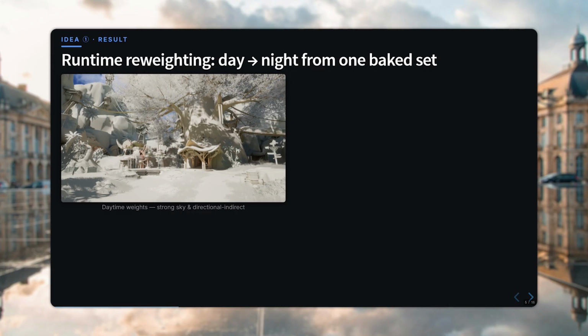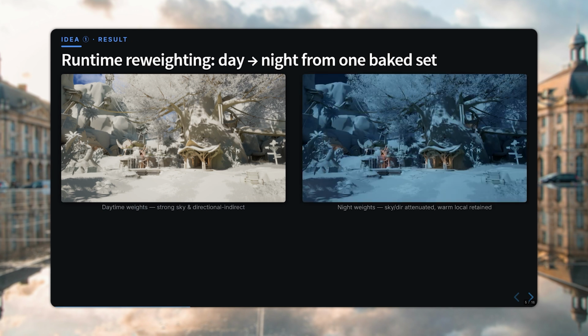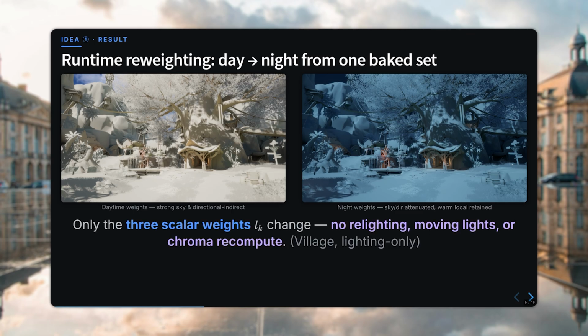So here's what that reweighting actually buys us on the village production scene, and this is lighting only. On the left, we have the daytime weights with a strong sky and strong directional indirect, and on the right, we have the night weights. Now the sky and directional are turned down, and the warm local term is what stays. And the only thing that changed here is the three scalar weights. There's no relighting, no moving lights, no recomputing chroma. That also sets the boundary of what we do. It's scalar intensity, not arbitrary relighting.